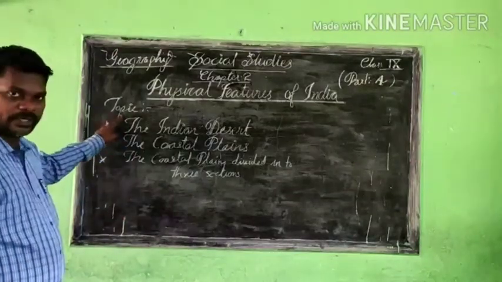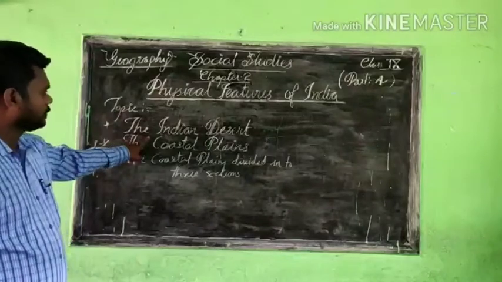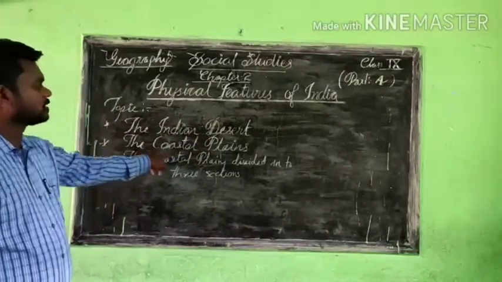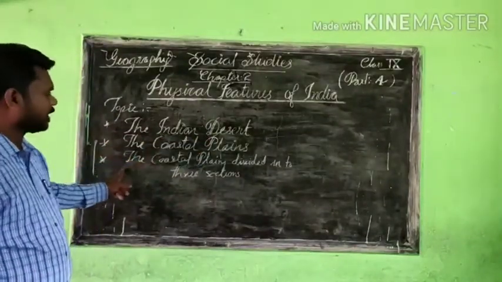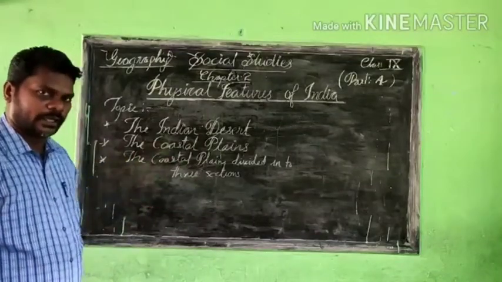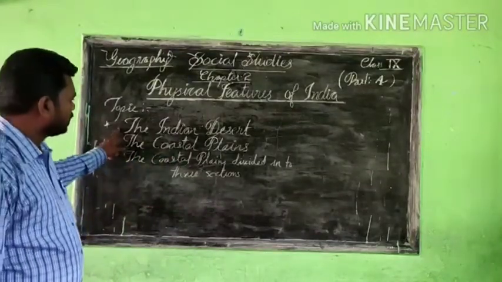Today's topics are the Indian desert and the coastal plains. The coastal plain is divided into 3 different categories, which I will explain today. First of all, the Indian desert.